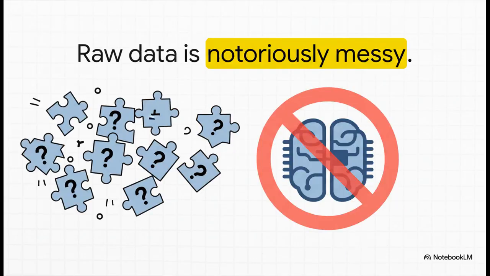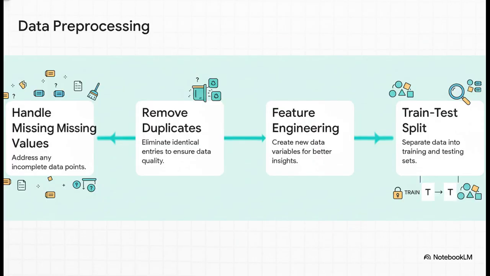Now, you might be thinking, great, just toss all that data into a computer and we're done. Well, not so fast. Raw, real-world data is notoriously messy. I mean, it's often incomplete, it has errors, duplicate entries. Feeding that mess directly to our model would be like trying to solve a jigsaw puzzle with half the pieces missing and a few from a completely different box. It's just not going to work. And that's where the cleanup crew comes in.